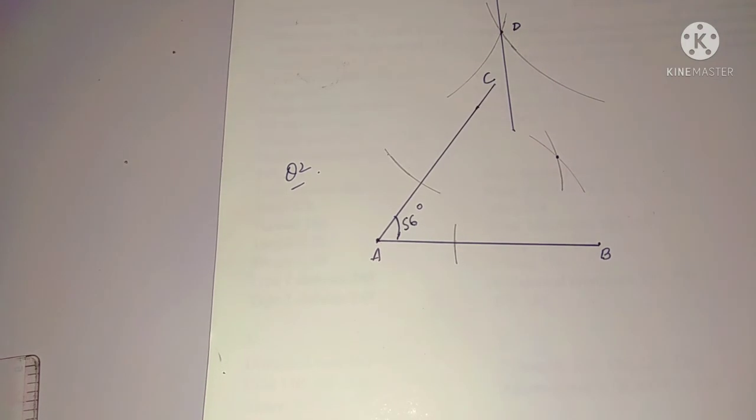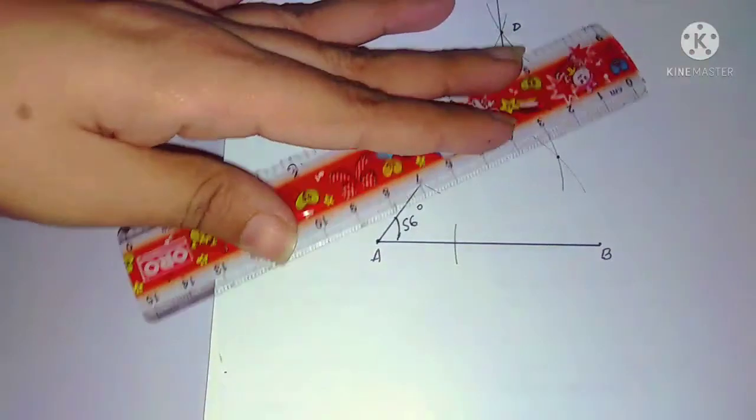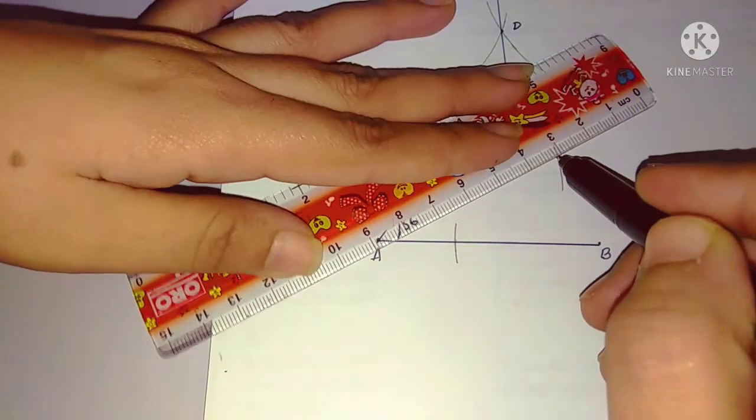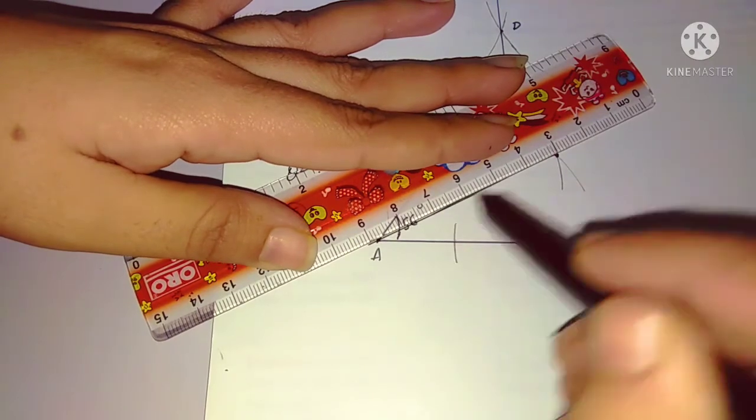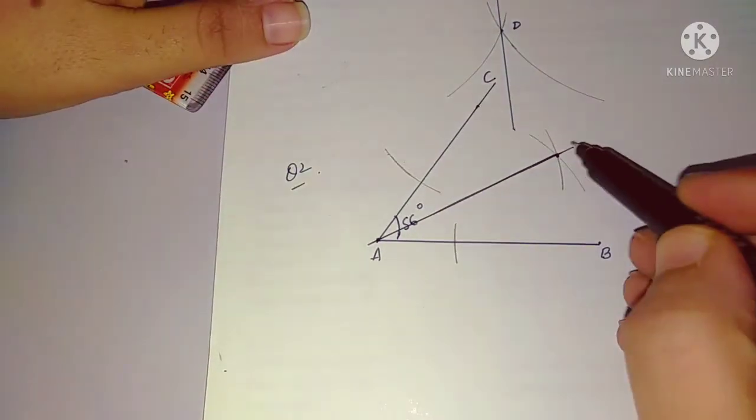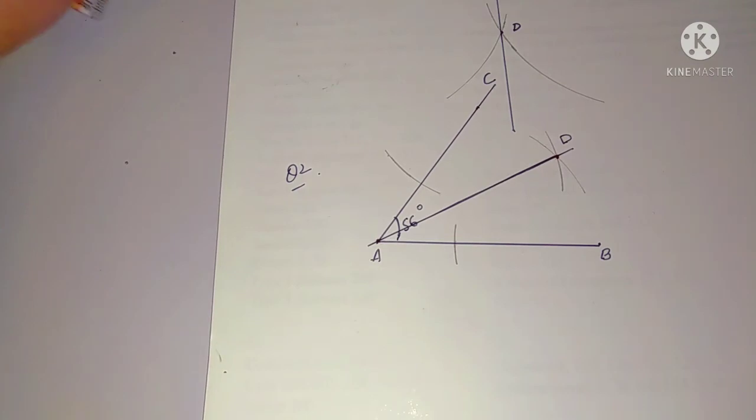What does bisector basically mean? Bisect means to divide a line, to divide anything into two equal parts. So when we draw the bisector, we divide into two equal parts. So here, now connect this point with A. You can give it any name, D. So this is how you draw the angle bisector of angle BAC. I hope that it's clear to you. And now let's move forward to question number 3.